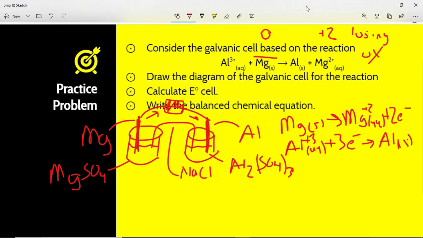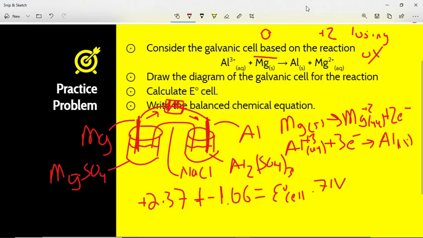Now the potential for Mg, our reduction potential, is negative 2.37. And aluminum is negative 1.66. Remember that with whatever's being oxidized here, which is magnesium, we're going to flip the sign. So it's positive 2.37 plus negative 1.66. We plug that into our calculator to get our E cell. It's 0.71 volts.